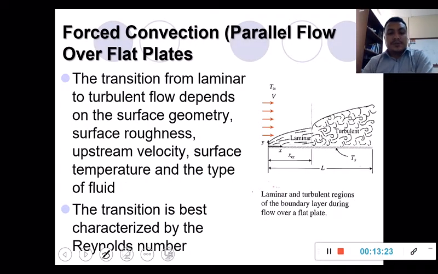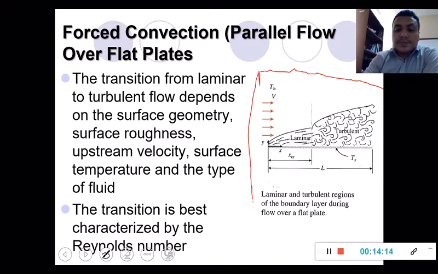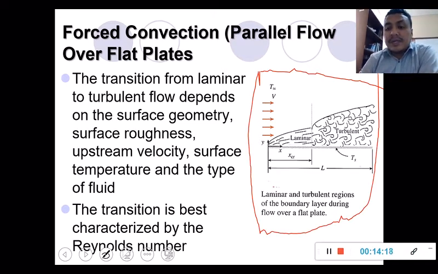Now we look into the first or second subtopic, which is forced convection, parallel flow over flat plates. Again, if you can't really understand what is explained or displayed in the slides, you can also refer to the small books. The transition from laminar to turbulent flow depends on the surface geometry, surface roughness, upstream velocity, surface temperature, and the type of fluid. The transition is best characterized by the Reynolds number. So again, this figure shows the difference between laminar and turbulent flow.